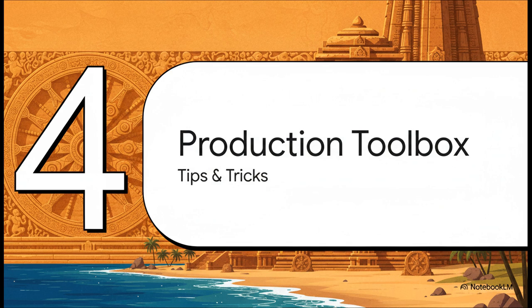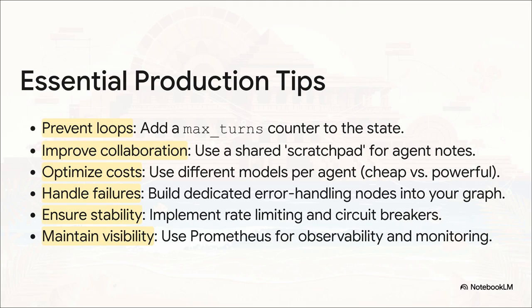All right, we've got the architecture down. To finish up, let's do a quick-fire round of tips and tricks, the stuff you absolutely need to know to make your LangGraph app truly production-ready. Okay, listen up. First, infinite loops. They will happen. Stop them by adding a max turns counter right into your state. Next, collaboration. Give your agents a shared scratchpad in the state where they can leave notes for each other.